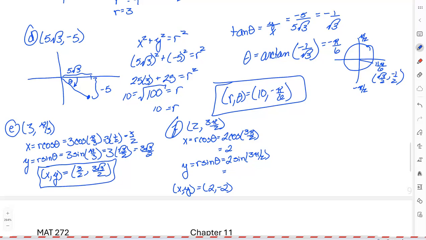Just kidding. There's a lawnmower going in the background and it threw me off. Cosine of 3 pi over 2 is 0, so that's equal to 0 times 2, which is 0 for that x-coordinate.